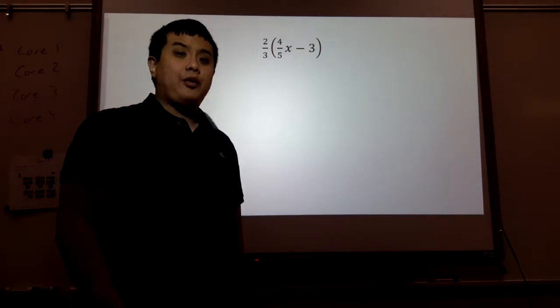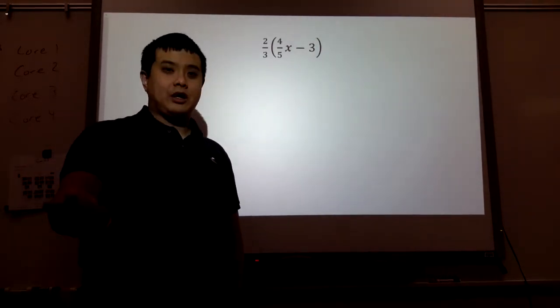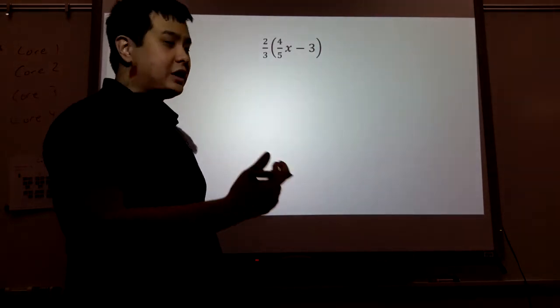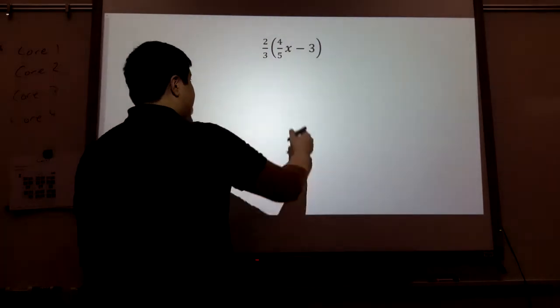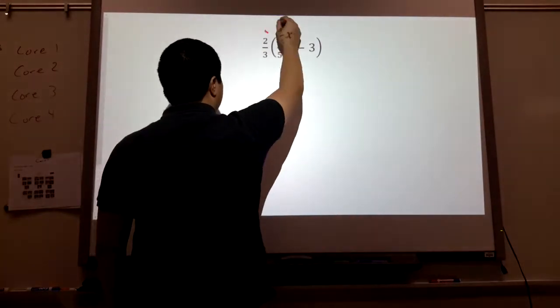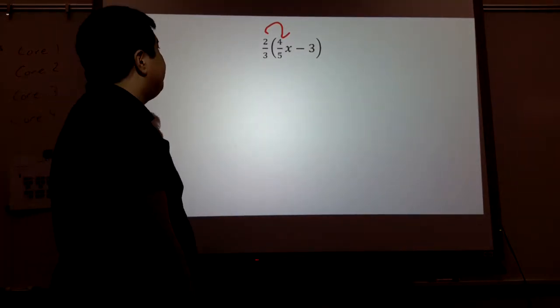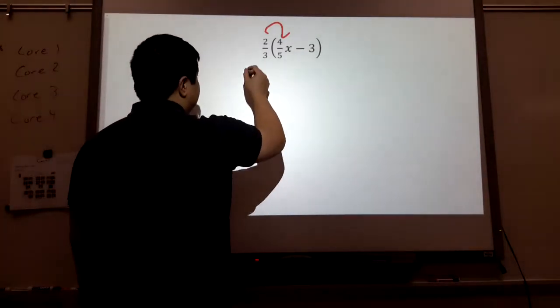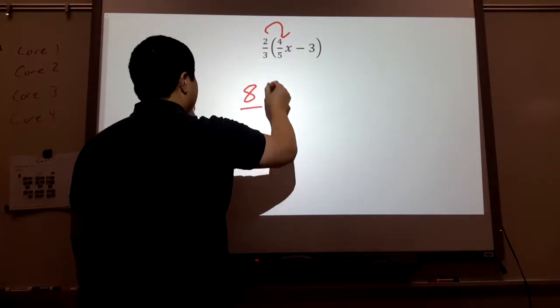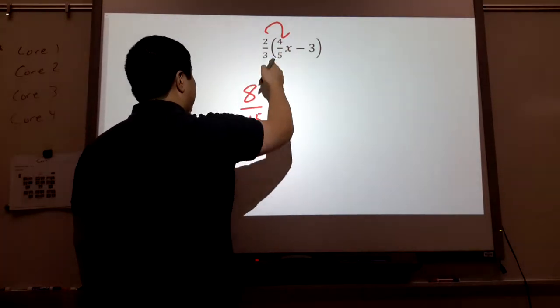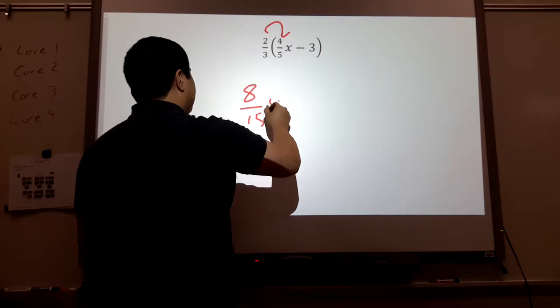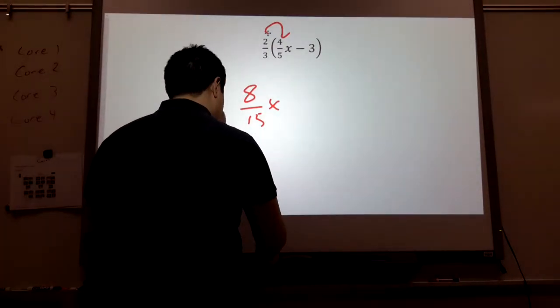So remember, when multiplying fractions, you simply have to multiply across. Multiply the numerators by each other and multiply the denominators by each other. So when we're distributing this 2/3 into the 4/5 x, which is the first term inside the binomial, we get 2 times 4, which is 8, 3 times 5, which is 15. There's no variable part on the outside, so we just simply keep the x right there.